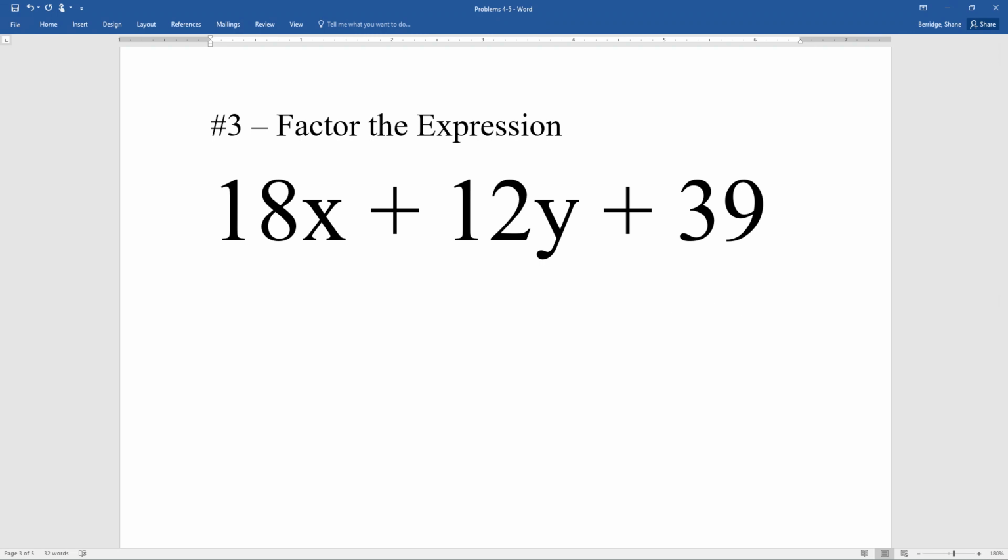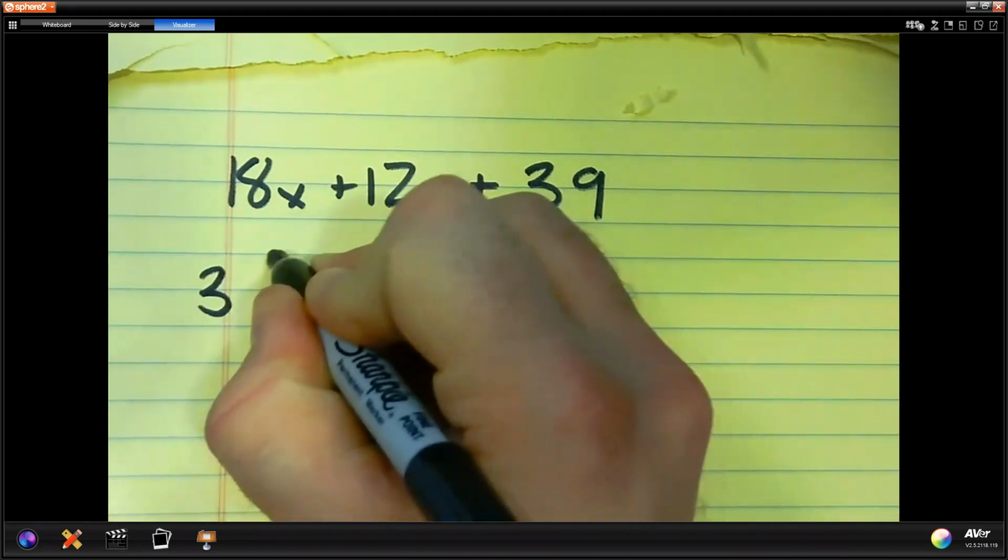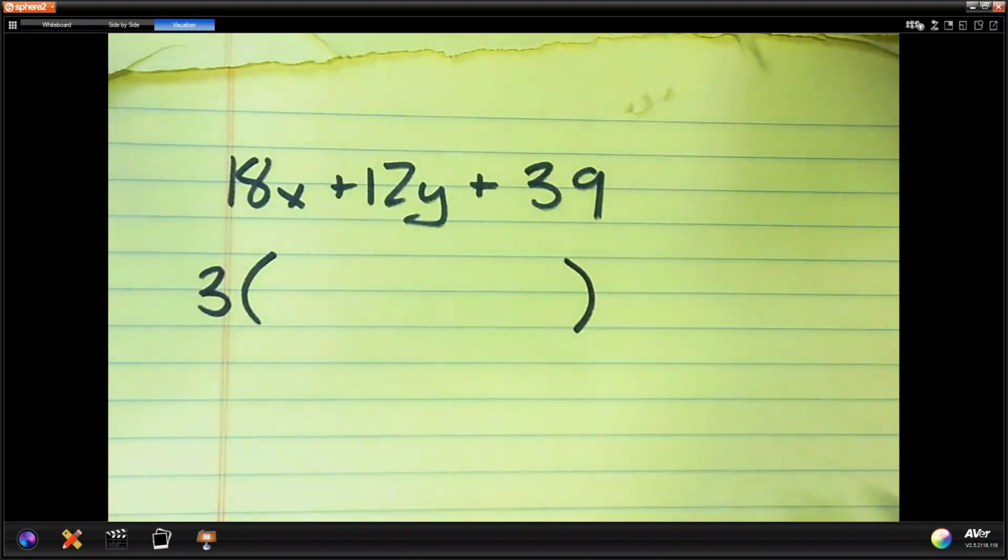All right, so we're back, and we have number 3 to work through here. We notice that we have no variables that need to be pulled out, so we really just need to focus on the numbers. And we notice they're not all even, so it can't be 2. Hopefully, we notice that 3 is a factor of all these numbers. So I'm going to pull 3 out, and then divide each term by 3.